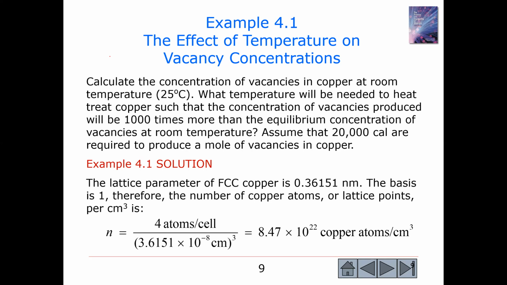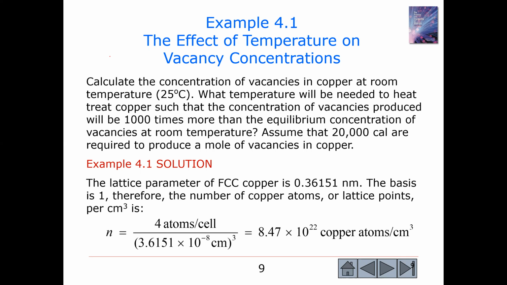So we know that copper is FCC, face centered cubic, and its lattice parameter is 0.36151 nanometer. The basis is 1. Basis means the number of atoms per lattice site. How many atoms are associated with a lattice site is called basis.